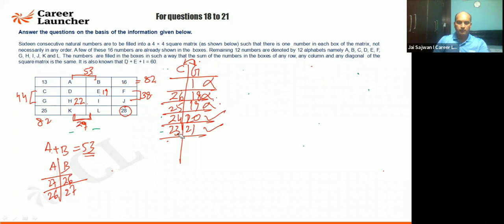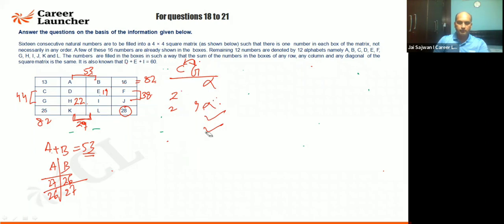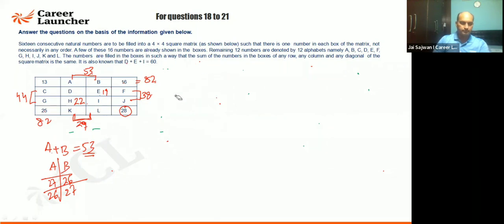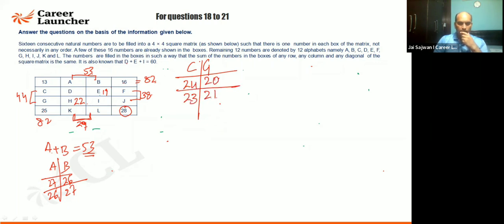Fine. Okay. So C and G, that is 24 and 20 and 23 and 21. Fine, these are the only two values that can be possible there. Of course, interchanging, if you want, you can also interchange. So not to worry, these are the possible values that you can take. Fine, let's move ahead. आगे चलते हैं.